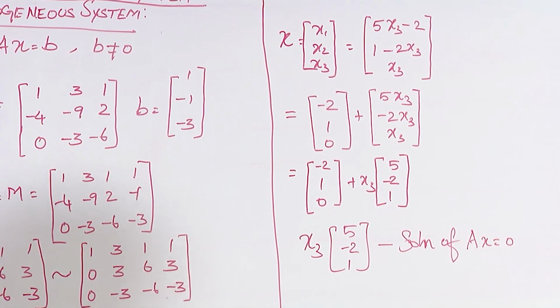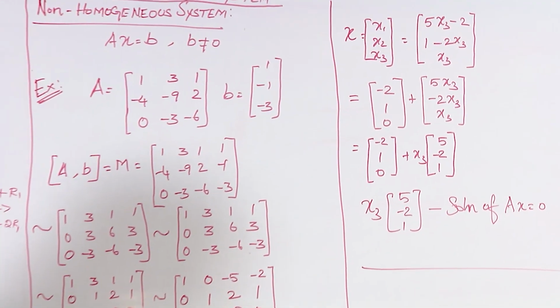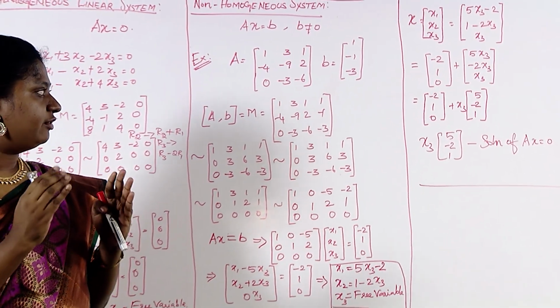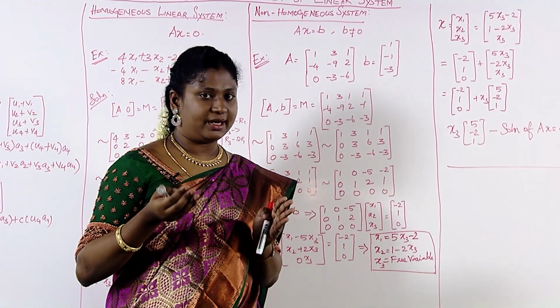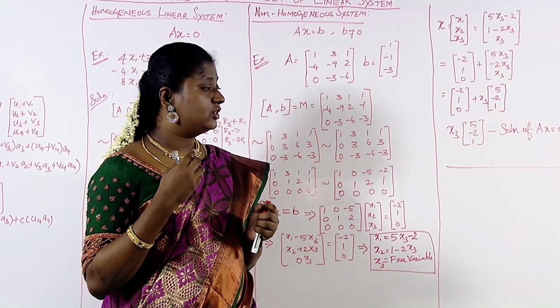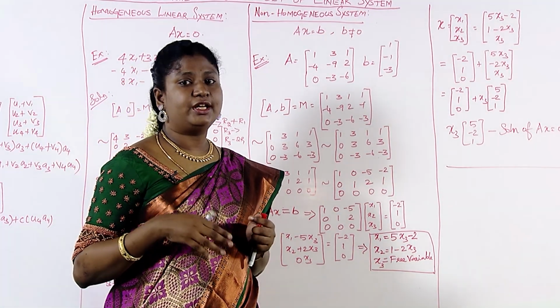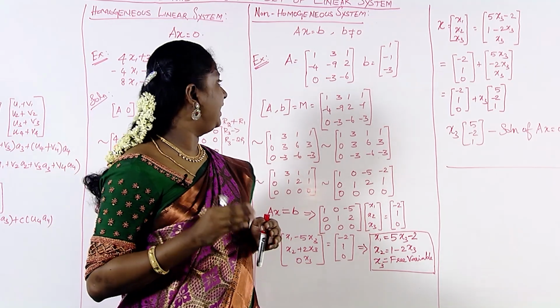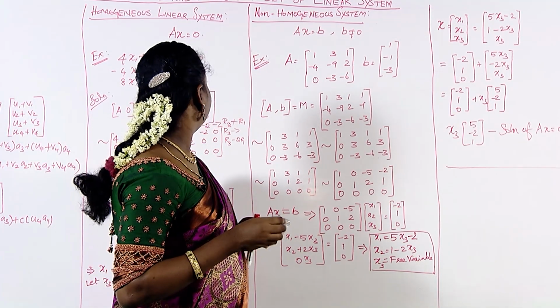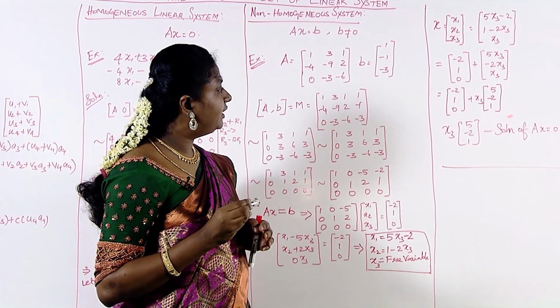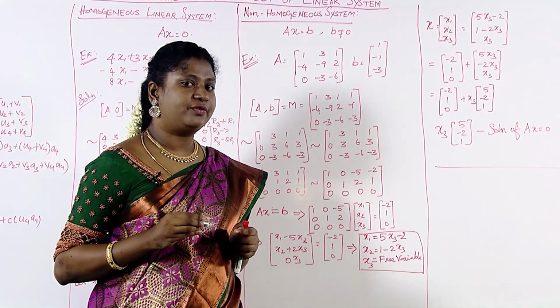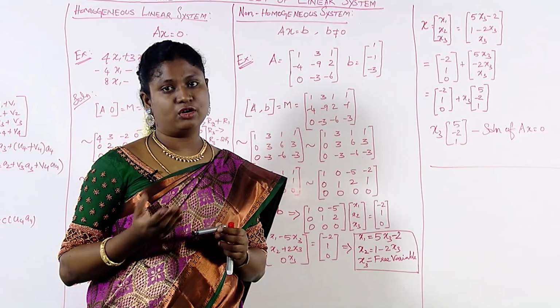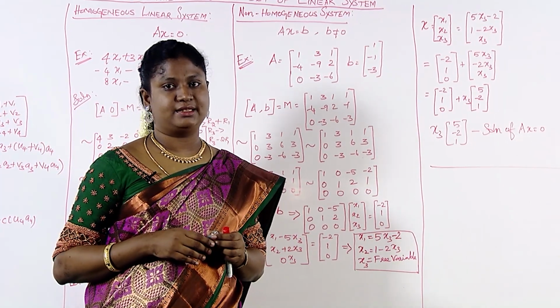So here, (minus 2, 1, 0) is a particular solution, and you add to it a linear combination of the free variable with the general solution obtained for the corresponding homogeneous system of equations. That is what I have written here, as the general solution of the given non-homogeneous system of equations.